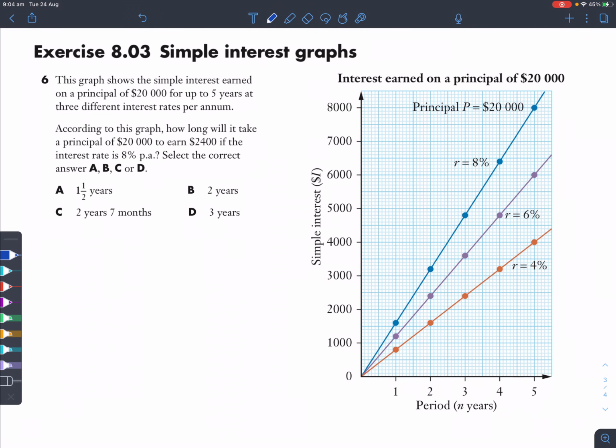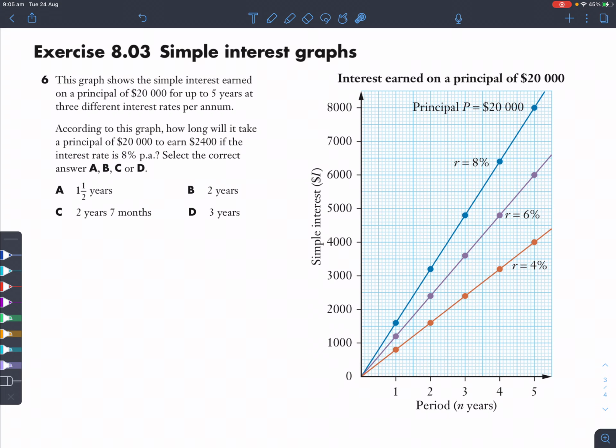Question 6. This graph shows the simple interest earned on a principal of $20,000 for up to 5 years at 3 different interest rates per annum. We can see that this same principal, 20,000, rises at a steeper gradient if the rate is higher. So the lower the rate, the less it will grow. The higher the rate, the higher it will grow. But each of these are still straight lines.